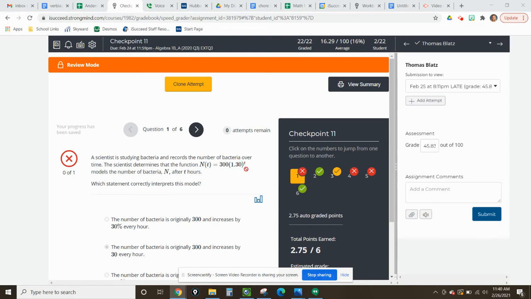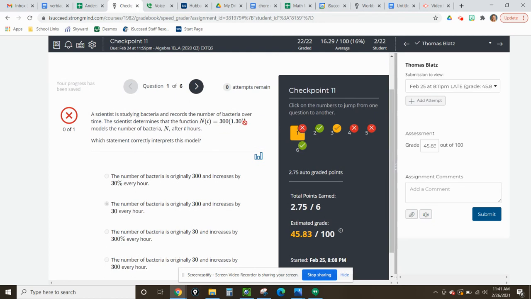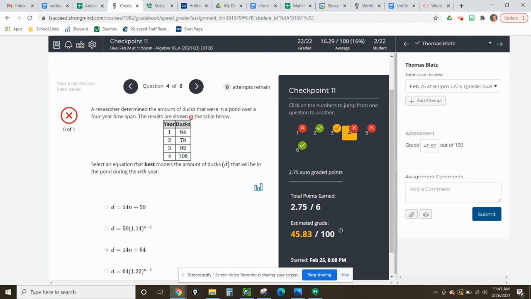And then the t means every hour. And there's just a 1t up here, so it's just straight up hour. So the one you chose is the number of bacteria is originally 300 and increases by 30 every hour. That means you'd be adding 30 bacteria every hour. That's not what this is saying. This is like 30% every hour. So I would think it'd be more like this one right here, increasing by 30% every hour. I just want to make sure you understand what this formula actually means. This is like a percent. Let's look at some of the other ones.